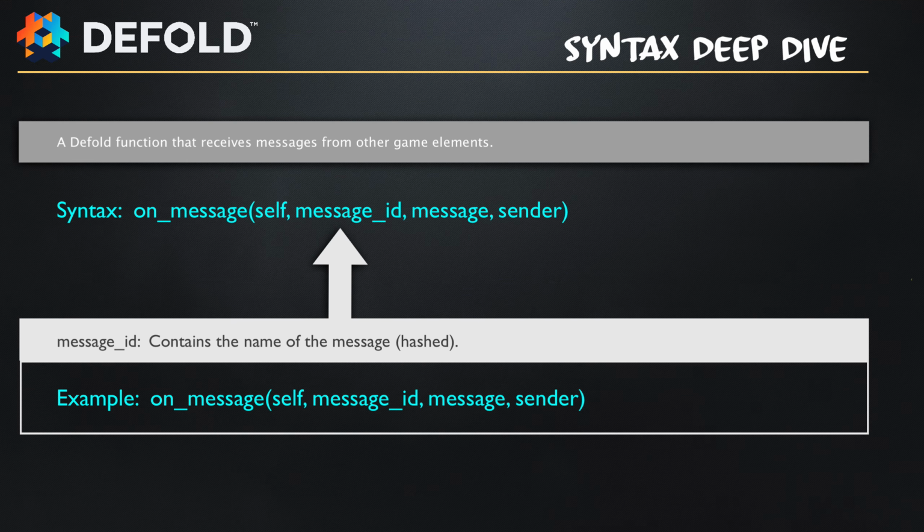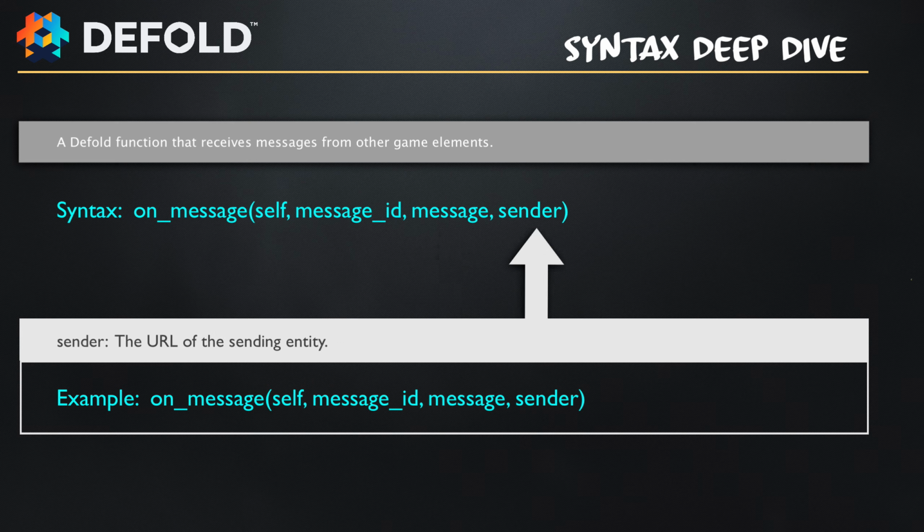Within our cursor script, there's several new functions that you need to be familiar with. The first is the onMessage function. This takes 3 parameters in addition to self. The message ID contains the name of the message. That's the name in a hashed format. Message contains the message data. That's in the form of a Lua table. The sender contains the full URL of the sending game object.